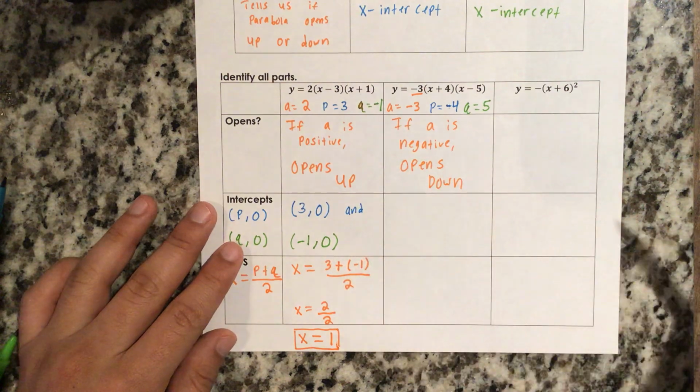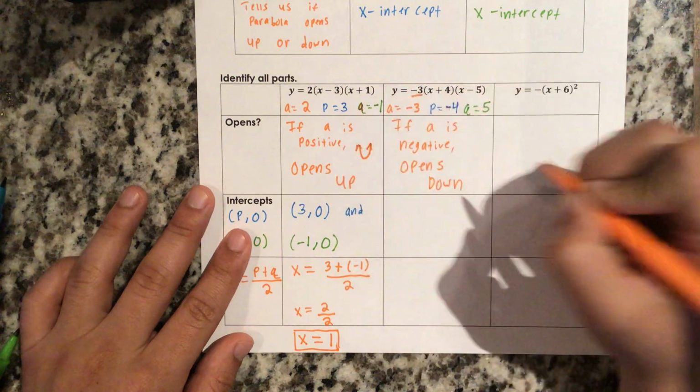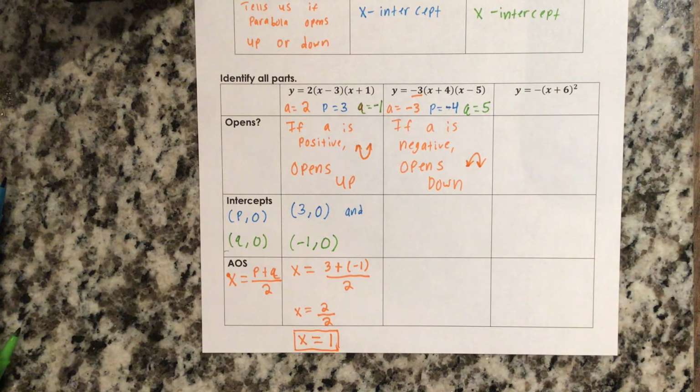So it's an upside down U. This one kind of looks like this. This one will kind of look like this. Just like that. Now let's go to intercepts.